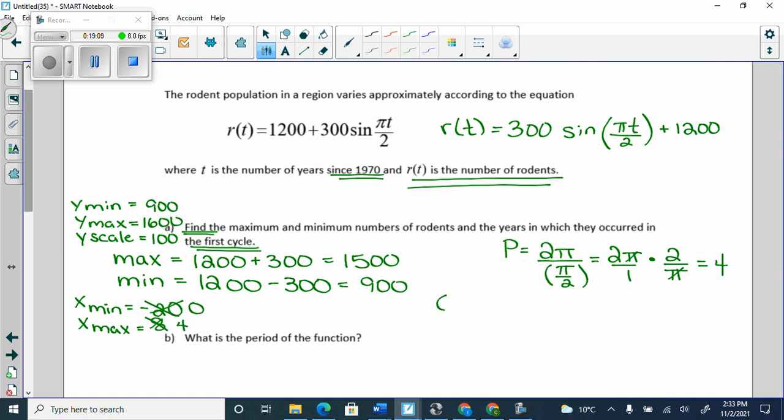So the maximum's at what? 1, comma, 1,500. What the heck does that mean? There are 1,500 rodents in 1970 what? 1. Because 0 is 1970, 1 would be 1971. So there's 1,500 rodents in 1971.